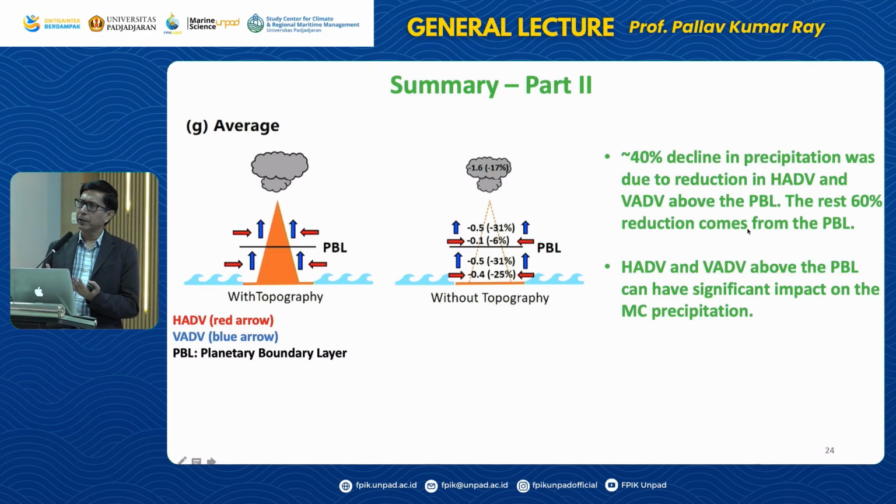And this is very important because people normally think most of this convergence was happening in the boundary layer, but modeling results are suggesting that a significant amount actually happens above the PBL also. I mean, 60% comes from PBL, which is still the dominant, but 40% is not negligible. It's actually quite significant that is coming from above the PBL. So obviously, horizontal advection and vertical advection above the PBL can have significant impact on the maritime continent precipitation.